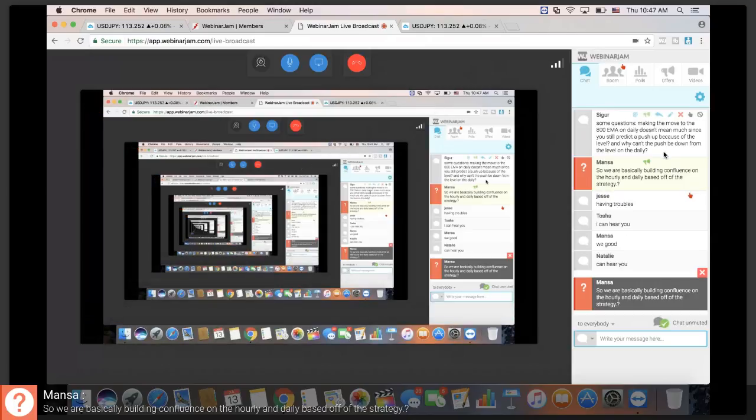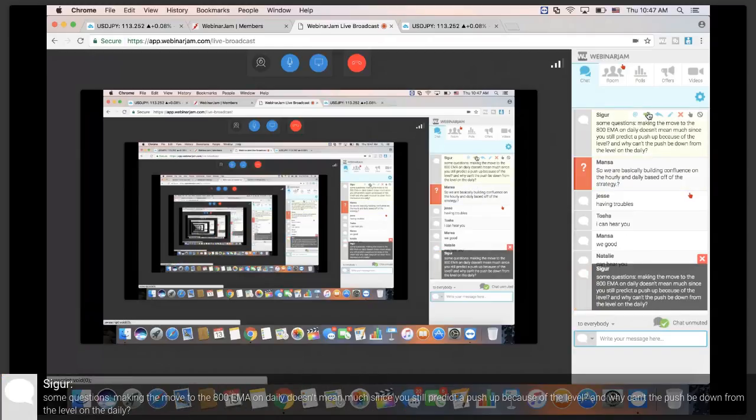Okay, so somebody asks, let's broadcast the question. Making the move to the 800 EMA on daily doesn't mean much since you can still predict a push up because of the level. And why can't the push be down from the level on the daily? I'm trying to understand that question. Okay, I think I'm starting to understand that.